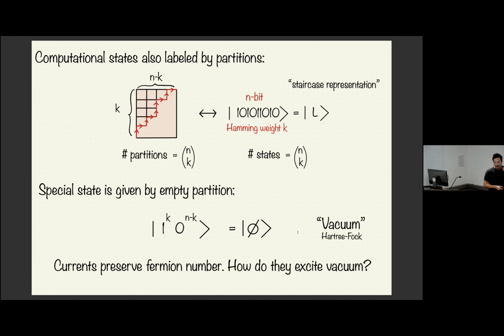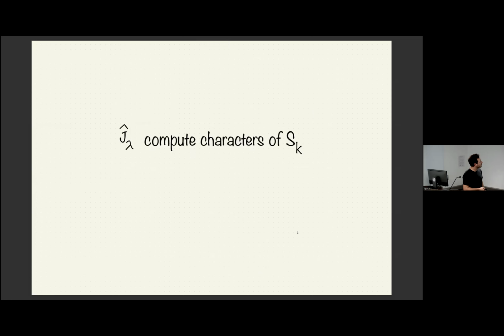Okay, now the currents that I showed you before preserve fermion number. So if I act on a partition that fits inside this box, because it preserves fermion number, which is k, you're going to get, again, a linear combination of states which fit inside this box. Okay. And so let's just see experimentally what you get.